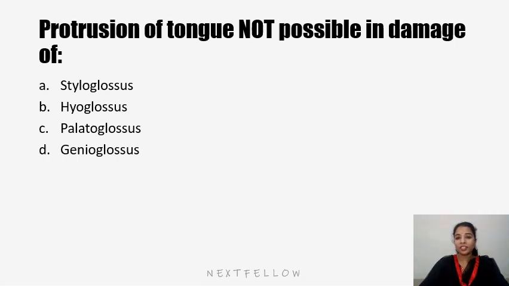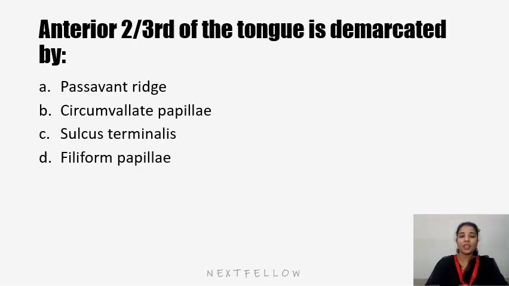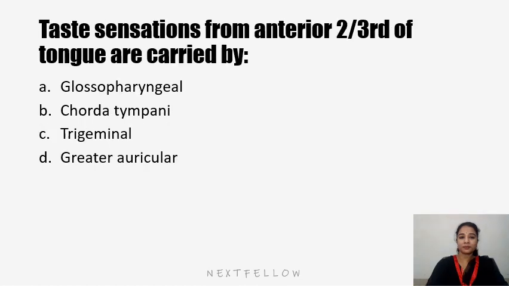Protrusion of the tongue is not possible in damage of which muscle? Protrusion is by which muscle? Which muscle is the safety muscle of the tongue? I hope you all know the answer. The answer is genioglossus muscle. The anterior two-thirds of the tongue is demarcated from the posterior one-third by the sulcus, which is the sulcus terminalis.